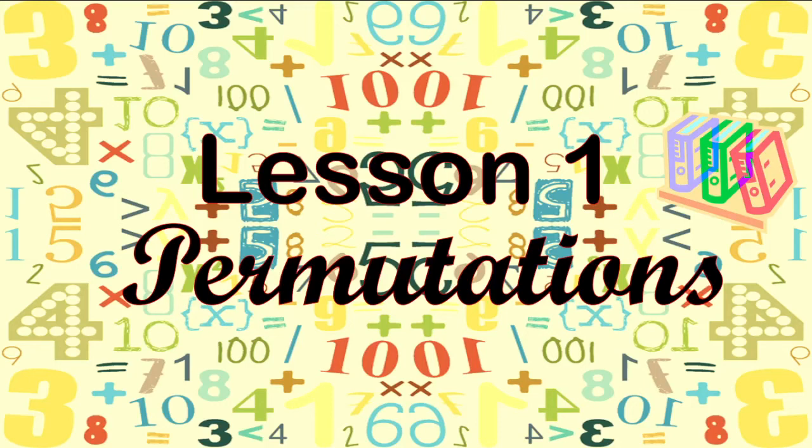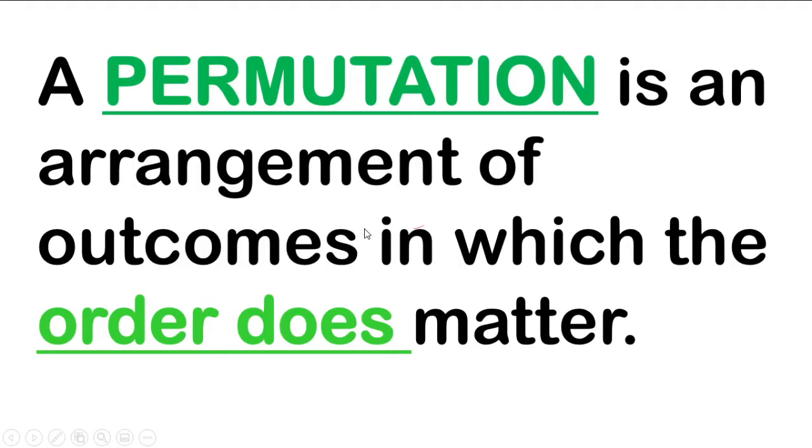We will now start discussing permutations. Remember the concepts about the fundamental counting principle and factorial representation, or n factorial, because we will be using them to further discuss permutations. A permutation now is an arrangement of outcomes in which the order does matter.